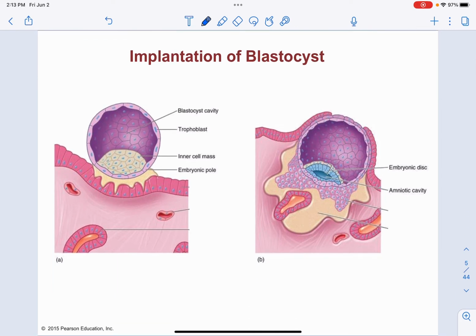So when this happens, another remarkable thing begins to occur. So you can see the trophoblast right here. All right, you can see the trophoblast. You can see the inner cell mass, okay? And you can see here is the uterine wall.